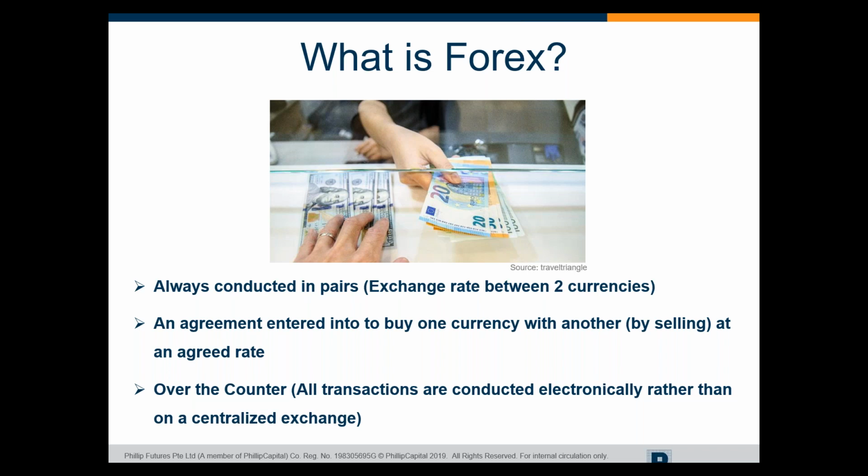So this is an agreement entered into to buy one currency by selling the other at the agreed rate, or the exchange rate. Just to note, the Forex market is actually over the counter, or OTC as they call it. That means all transactions are conducted electronically rather than on a centralized exchange like SGX.